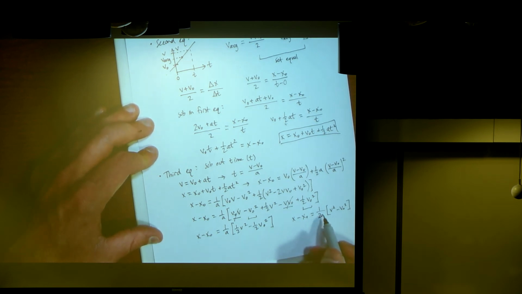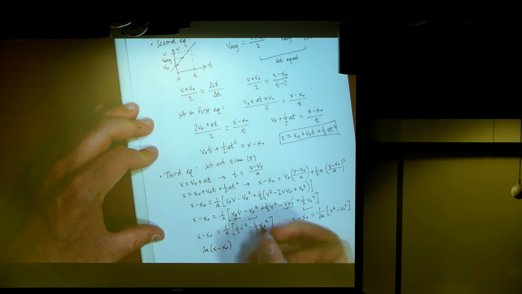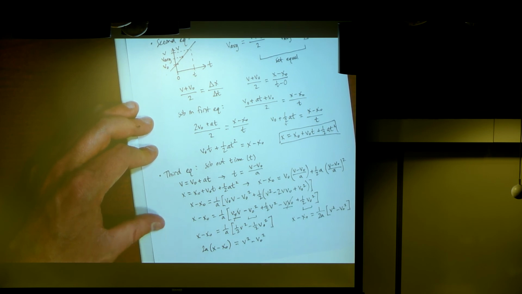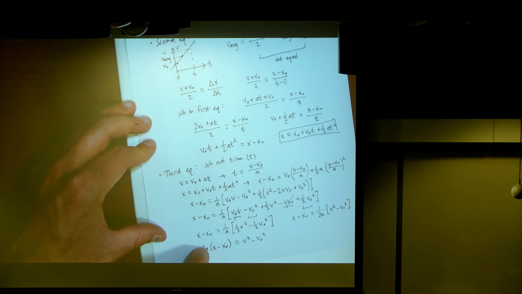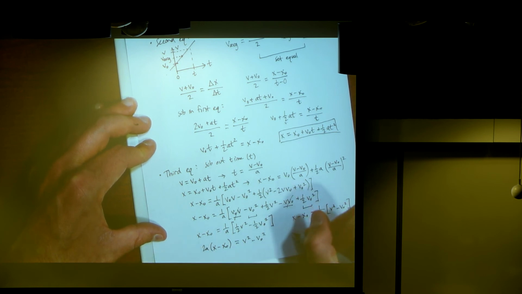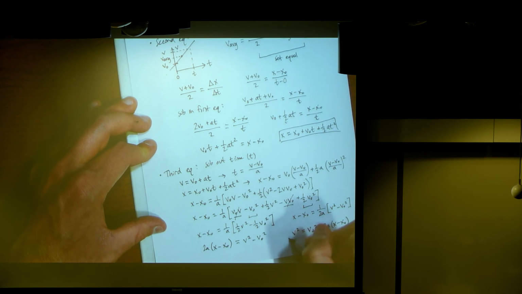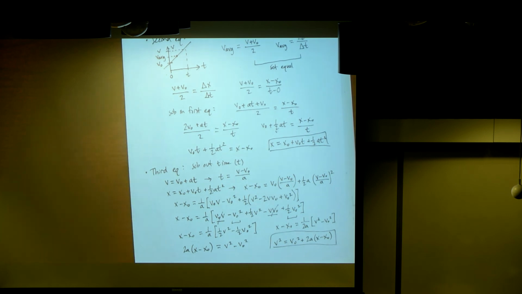I'm going to take this 2a, and I'm going to put it over on this side. So what I have is 2a x minus x0 equals v squared minus v0 squared. And just one little rearrangement gives us the final equation, which is to take this minus v0 squared and move it over here. Okay? And that says v squared equals v0 squared plus 2a x minus x0. That's our third kinematic equation. Okay?